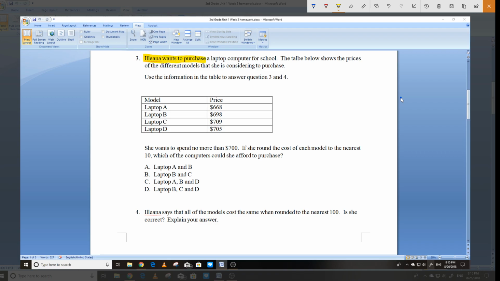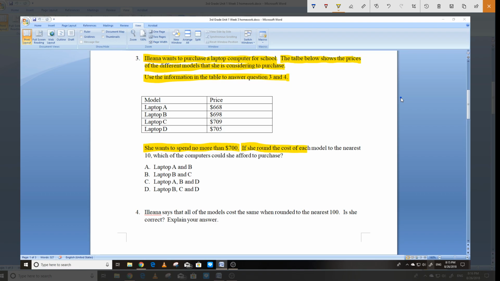Iliana wants to purchase a laptop computer for school. The table below shows the prices of the different models that she is considering to purchase. Use the information in the table to answer question 3 and 4. So this is our table, model A, B, C, D, and their corresponding prices. Let's see what number 3 is asking. She wants to spend no more than $700.